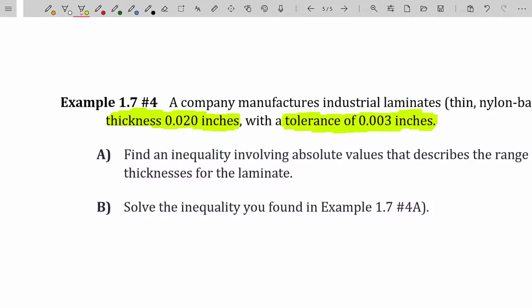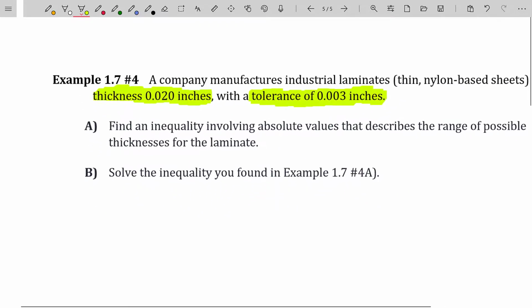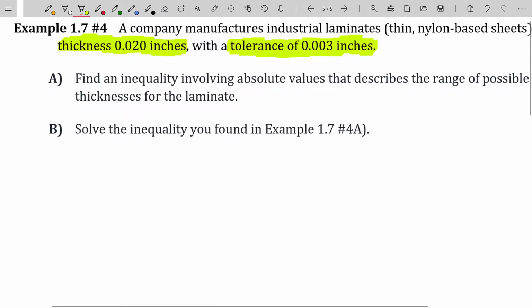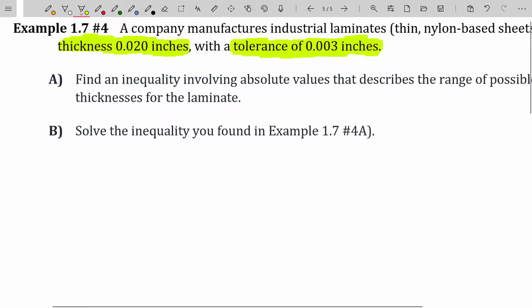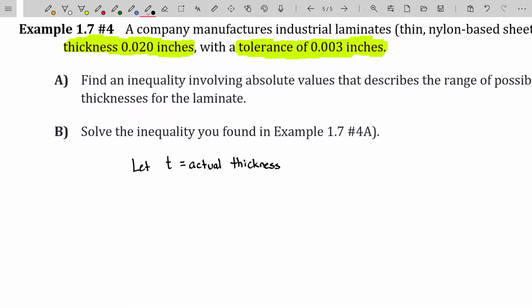Find an inequality involving absolute values that describes the range of possible thicknesses for the laminate. Well, let's go ahead and do that. We're going to let T be the actual thickness of what's being produced. Now remember, T is definitely not always 0.020. It's not 2/100ths of an inch. It's close, but it's not going to always be 2/100ths of an inch. But we're okay with that. We allow a little wiggle.